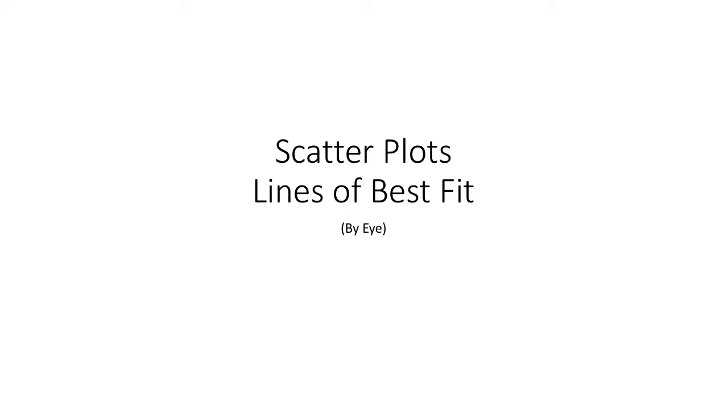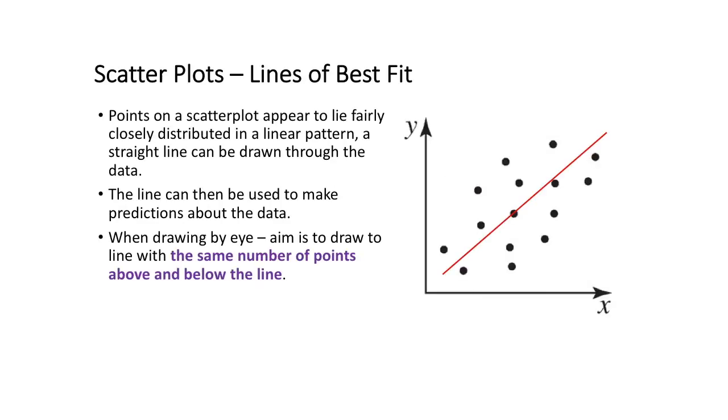This video is going to have a look at adding in a line of best fit into a scatter plot by drawing the line manually. So a line of best fit is a line that can go through a scatter plot when there is a linear relationship, and the line that we add in represents what that linear relationship is going to be.